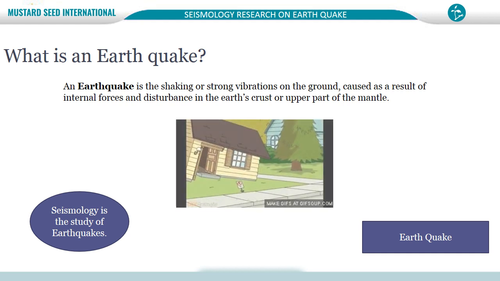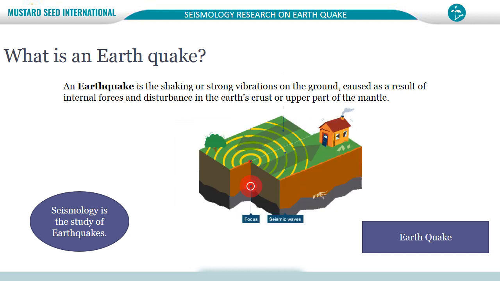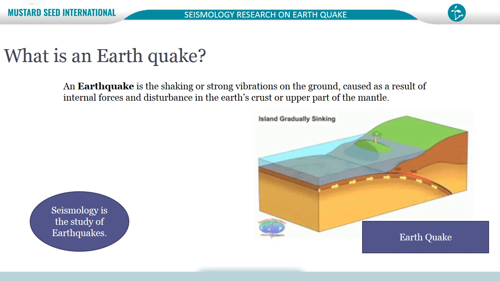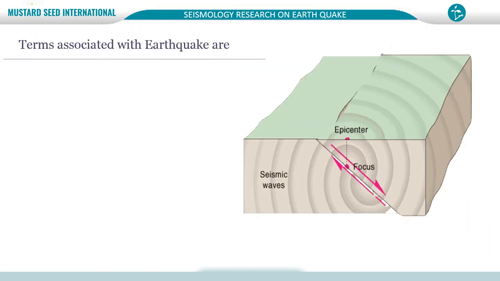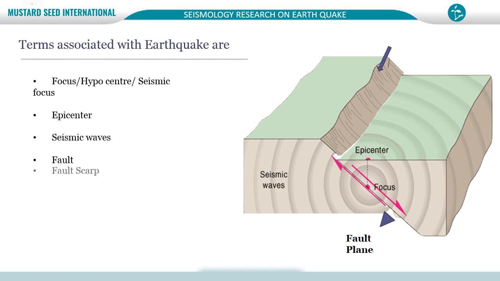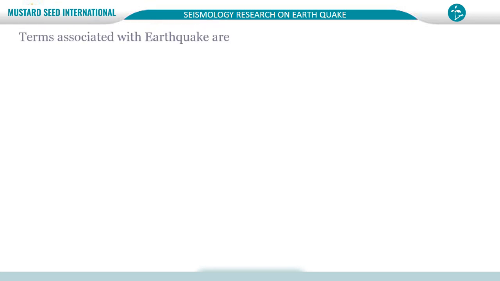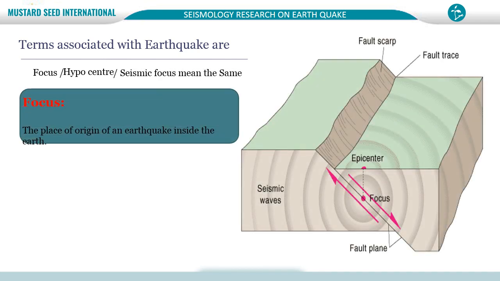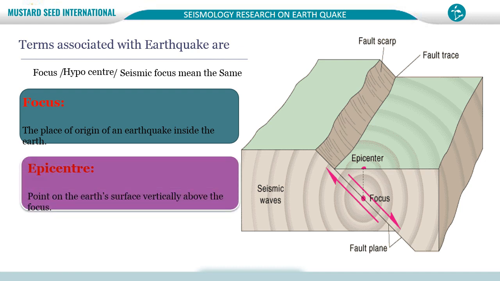An earthquake is the shaking or strong vibrations on the ground caused as a result of internal forces and disturbance in the earth's crust or upper part of the mantle. The terms associated with earthquake are focus or hypocenter or seismic focus, epicenter, seismic waves, fault and fault scarp. Focus, hypocenter, seismic focus mean the same, which means the place of origin of an earthquake inside the earth. Epicenter is a point on the earth's surface vertically above the focus. Maximum damage is caused at the epicenter.